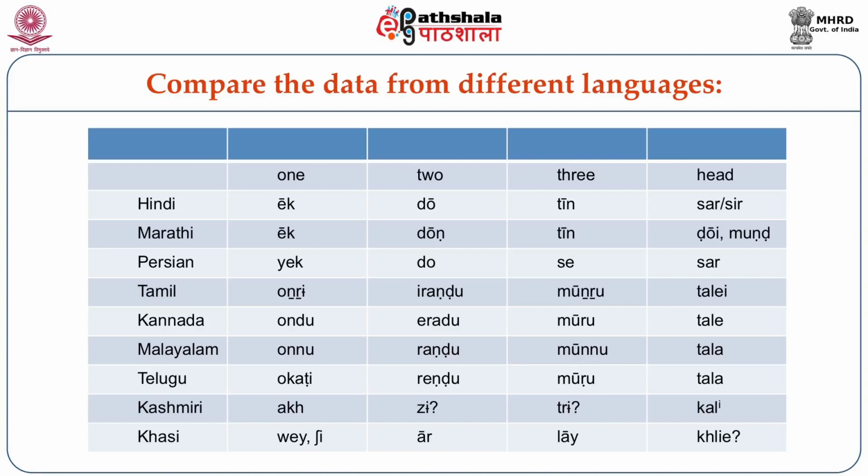Coming to the form for three, we have teen, teen. Interestingly, Kashmiri is similar now, three, but Persian seems to have a totally different form, se. However, the Dravidian languages, all of them have very similar forms. Again here, Khasi is different. It has lai. Then comes the fourth item, head. Hindi has sir. Marathi has doke or mund. Persian also has sar.